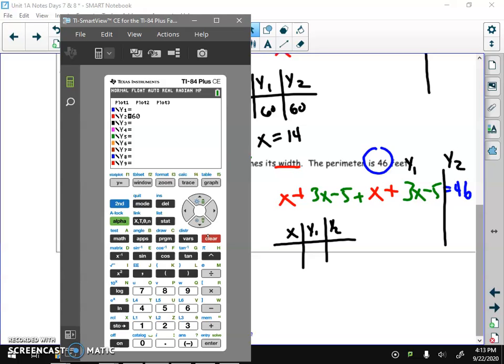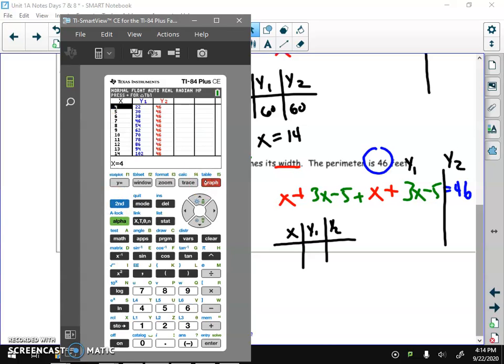Clear. x plus 3x minus 5 plus x plus 3x minus 5 equals y2, 46. Let's check them all. Red x, 3x minus 5 green. Red x, 3x minus 5 green is 46. Perfect. Second graph. This is an easier one because y2 stays 46.